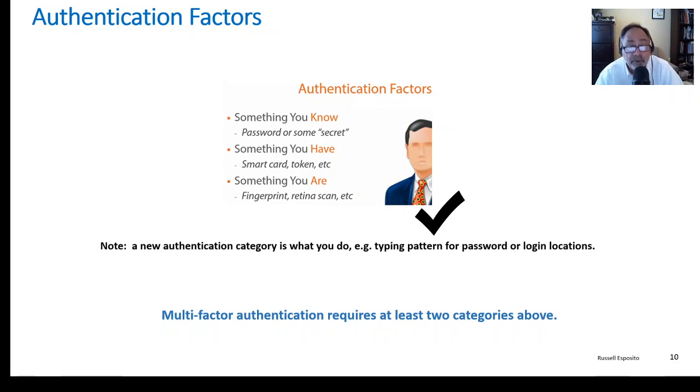There's a new category also called something you do, like the typing pattern when you put your password in. Some systems are very sophisticated and keep track of the spacing between the letters that you type. People type differently at different speeds, different rates. They type characters that are next to each other depending on how close or far they are from each other. People have different speeds of typing, and that could be something you do. It could be a location as well. So you need 2 of these, really 4 categories, to be able to authenticate under what's called multi-factor authentication, right?